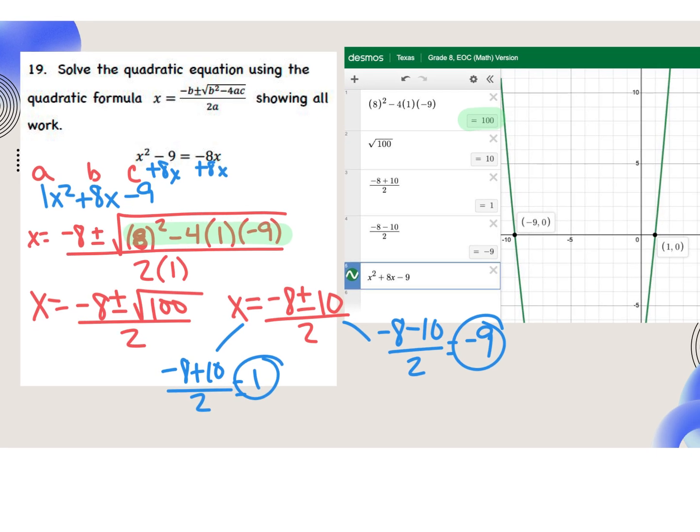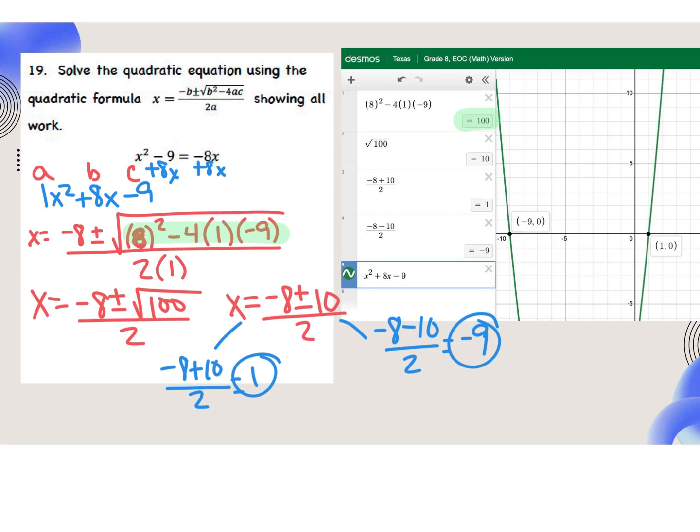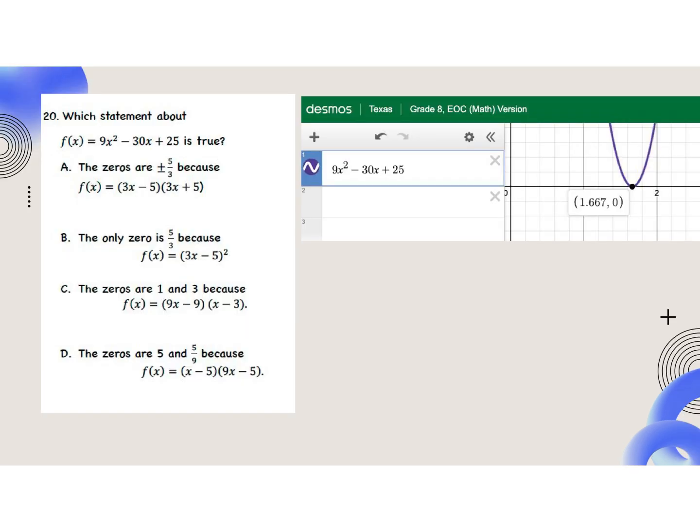You can also see that I graphed this equation right here. And I can also check it in the calculator that way. Usually if it says specifically to solve with the quadratic formula, they're probably going to ask you a question like which one of these is set up correctly.